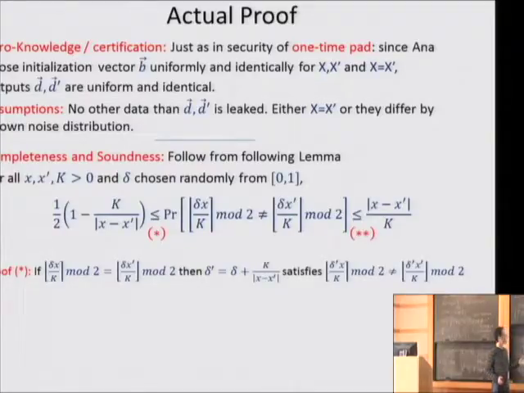So let's prove this inequality. How do you prove this inequality? You say, okay, suppose that these two things were equal for some delta. Then if you were to add to that delta k divided by x minus x prime, then you're actually going to make a difference, and they're actually going to be distinct. So they are going to be like one off.